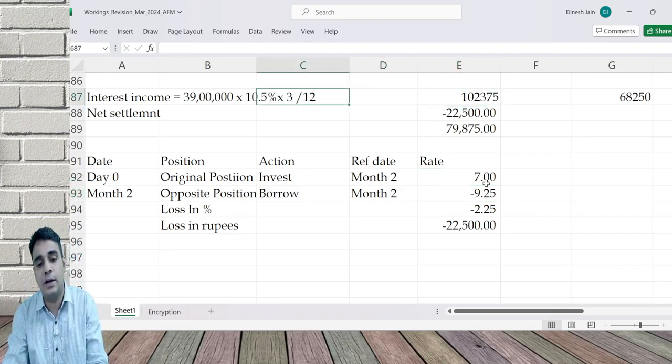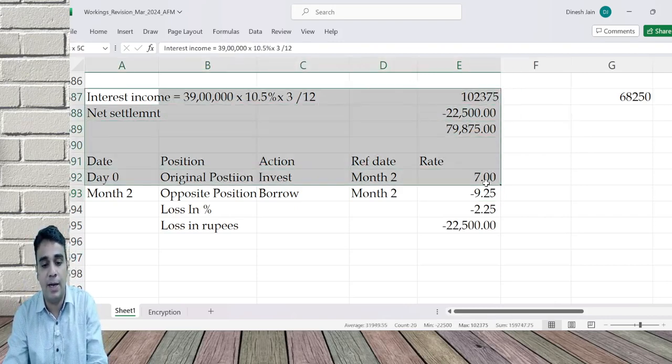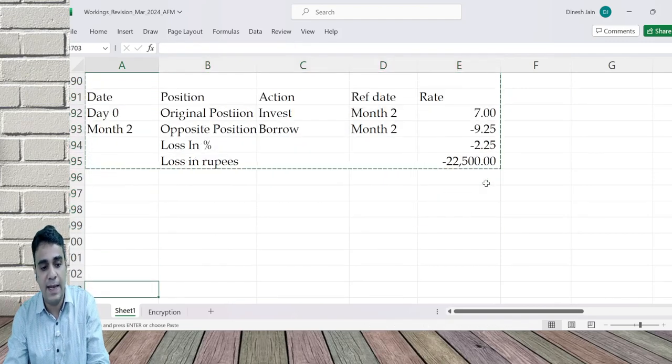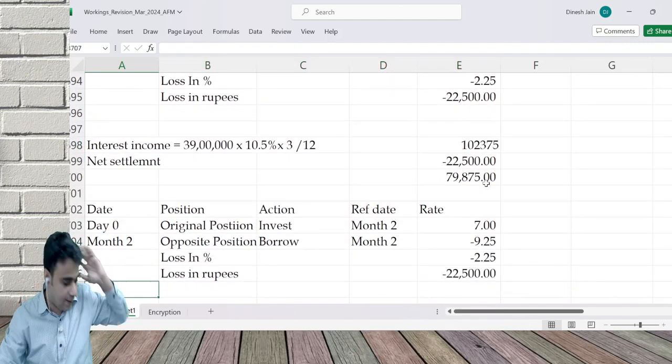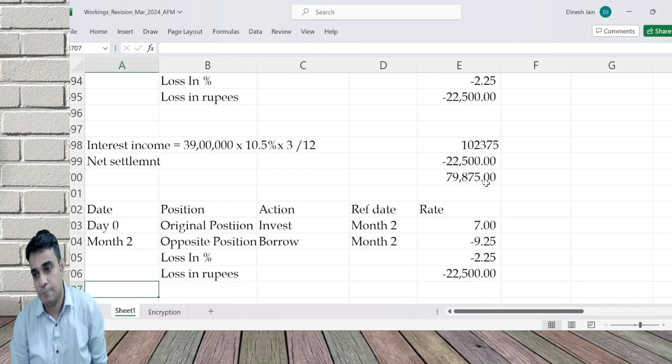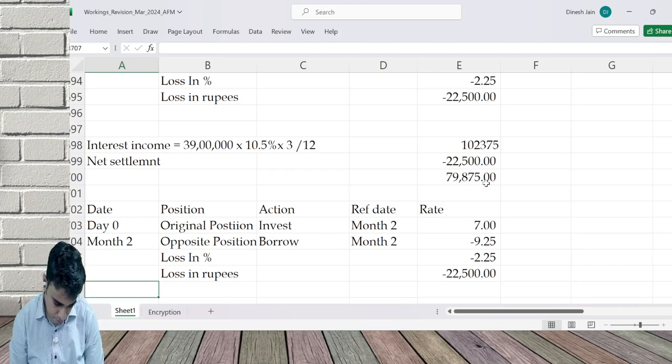If you have understood this, try the third part of the question. Same thing: interest income and net settlement. Do the third part of the question, same calculation, interest income, net settlement. Percentages will change. You do 3, I'll explain later. You do 3 as of now.